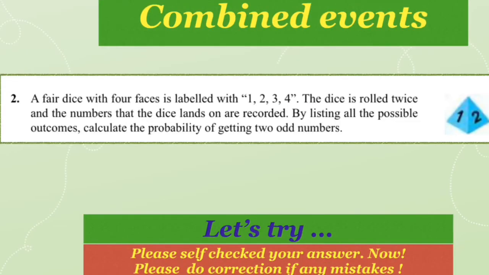Now we proceed to question number 2. A fair dice with 4 faces is labeled with 1, 2, 3, 4. The dice is rolled twice, and the numbers that the dice lands on are recorded. By using all the possible outcomes, calculate the probability of getting 2 odd numbers. So I give you 5 minutes to try. Okay, please do it on your own. Okay, we'll discuss after this.